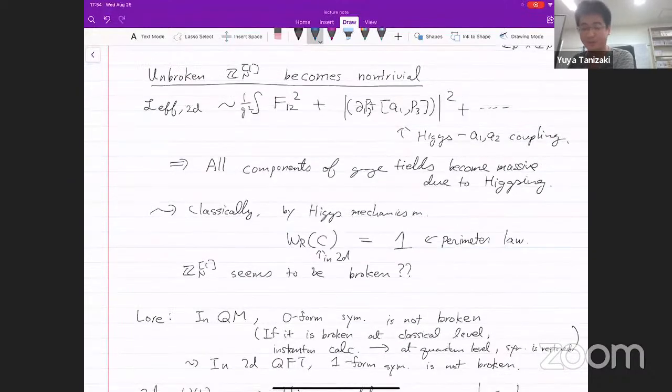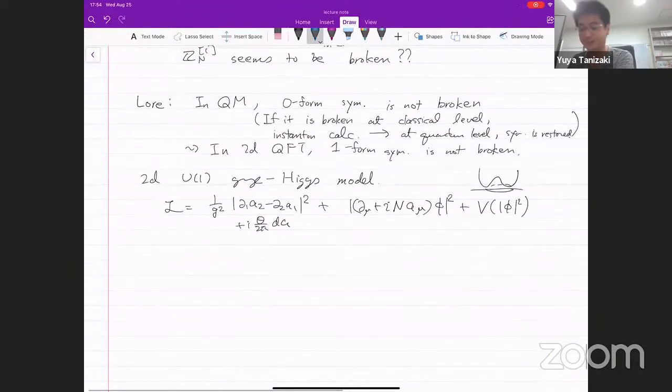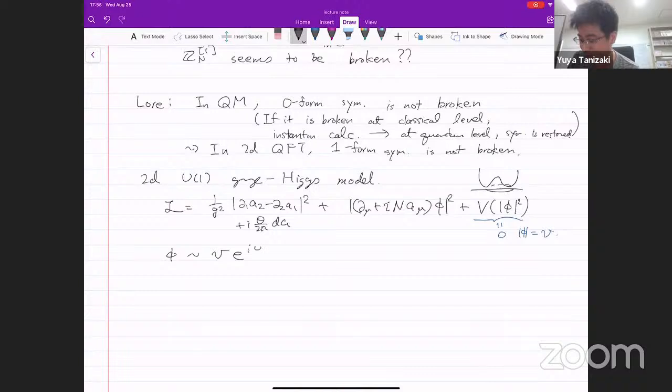And this gauge Higgs model is very similar to the situation of the compactification of the four-dimensional Yang-Mills with 't Hooft flux. So this part. By saying that this classical potential, or bosonic potential, is equal to zero, then naively we can say that the magnitude of phi is equal to some vacuum expectation value. Then we can say that phi is roughly v e^{i phi} at low energy.